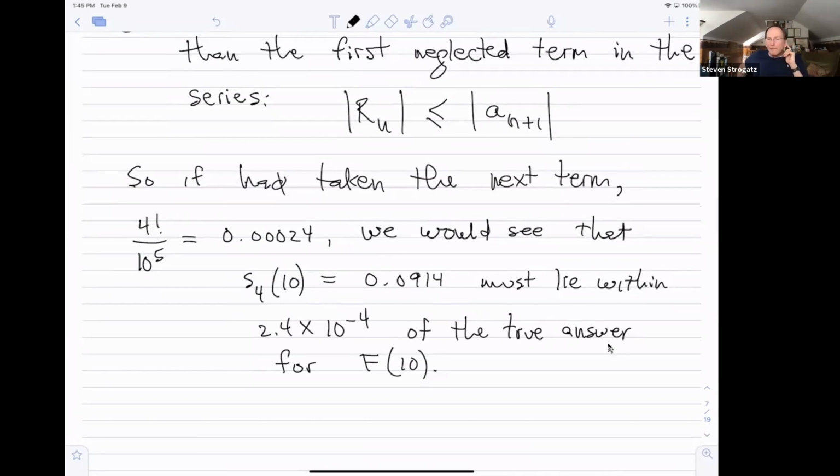So we still don't know the exact value of f of 10, but we do know bounds on how close we are. All right, so this raises the natural question. I mean, you tell me, what would you think of asking at this point?